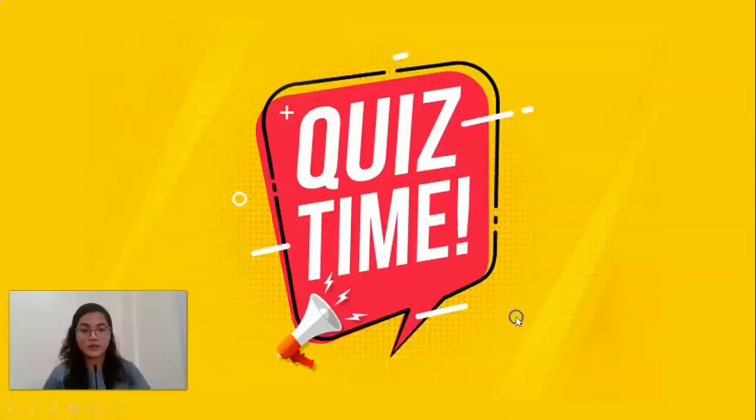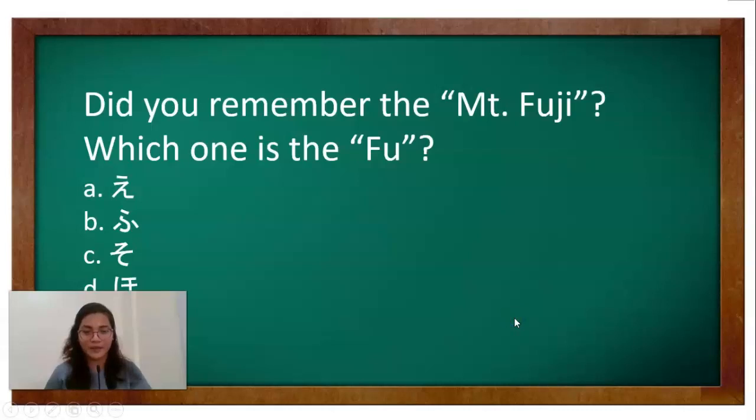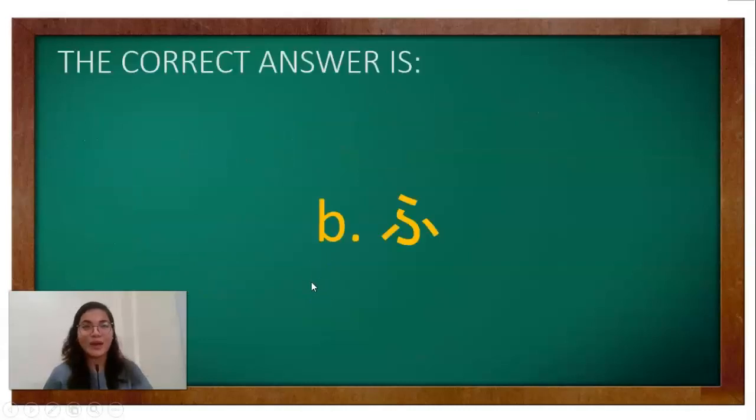So now let's proceed to quiz time. Okay, did you remember the Mount Fuji? Which one is the fu? Is it A, B, C, or D? Okay, and the correct answer is letter B. Okay, good job for that.